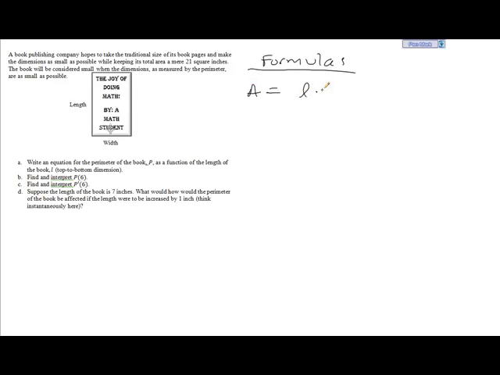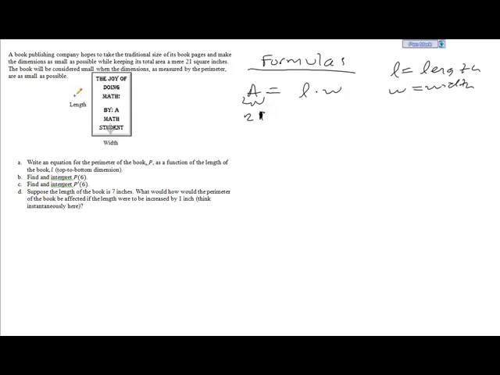And area is length times width. So I'll call L length and I'll call W width. And we know that the area is going to be 21. So I'll just go ahead and put in a 21 there because we already know that.